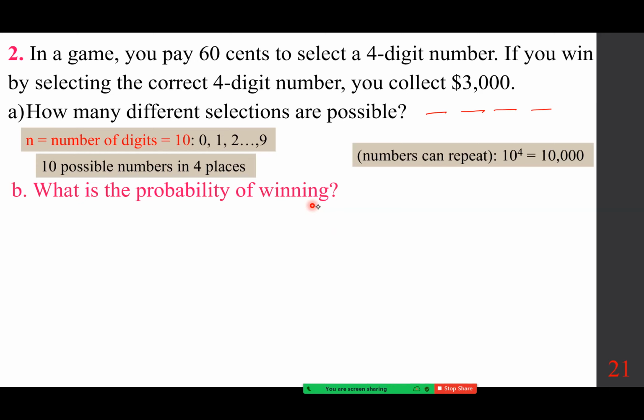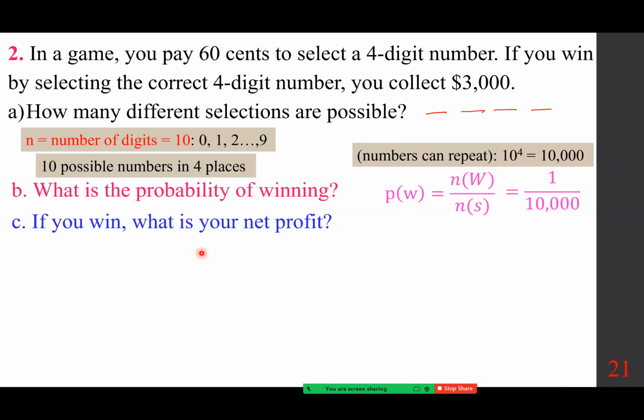What is the probability of winning? Probability of winning is described as n of winning over n of S. We have a total of 10,000. How many different ways can we win? There's only one way. So 1 out of 10,000. If we select the correct 4-digit number, there's only one way.